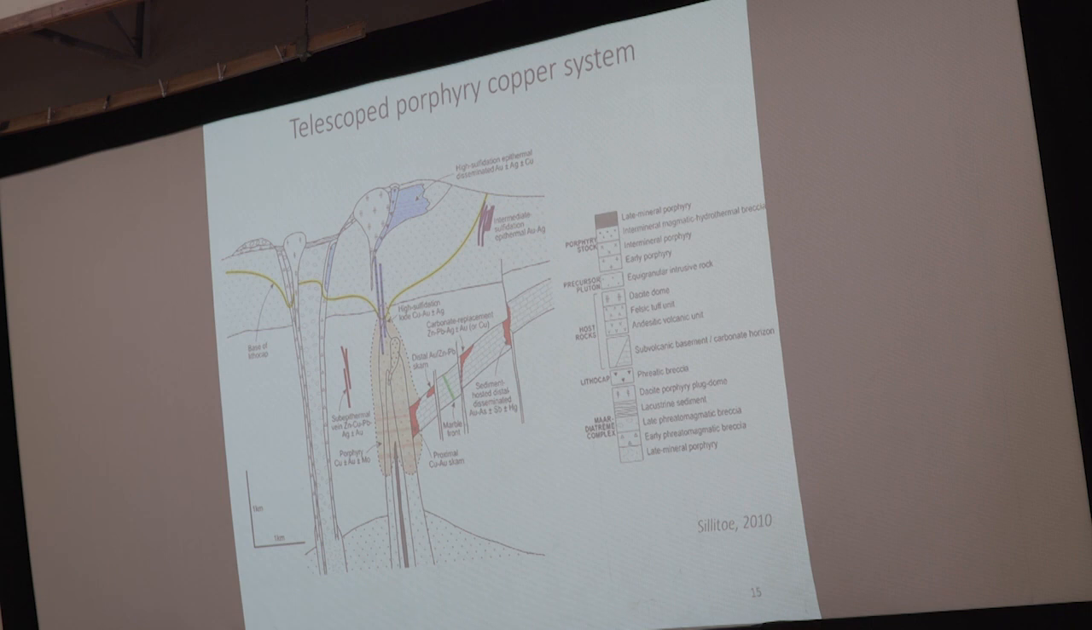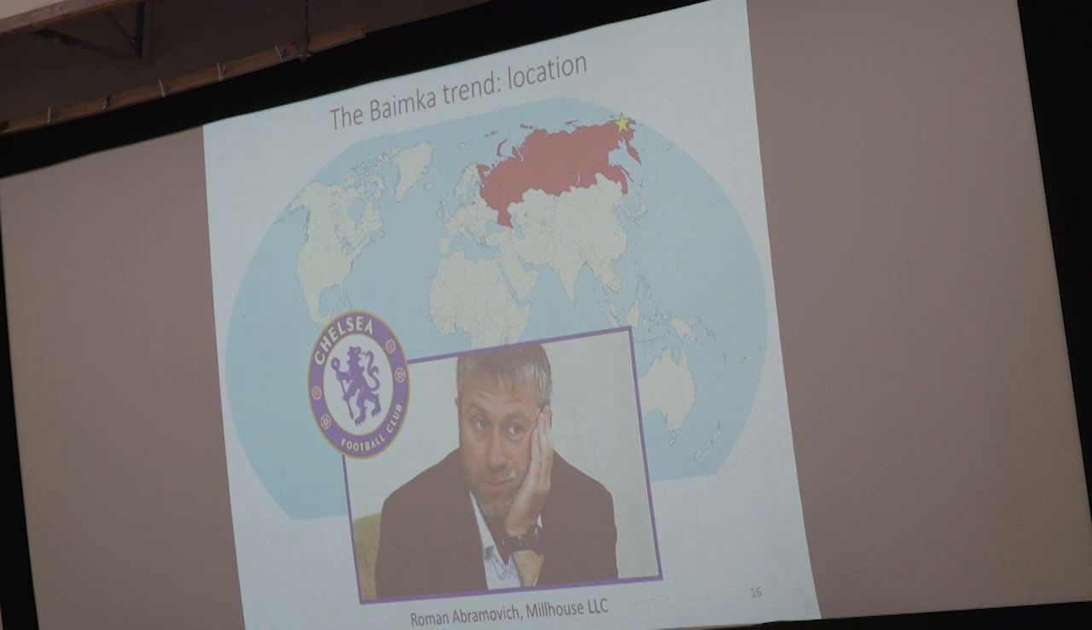Depending on the formation conditions and erosion level, the system may host various types of mineralization: porphyry deposits centered on the intrusion, skarn and carbonate replacement deposits, and subepithermal deposits in peripheral locations, and superjacent high and intermediate sulfidation deposits above. The Baimka trend, the object of this case study, is located at the very end of the world in the Chukchi Peninsula. And this region is famous not only due to its ex-governor Roman Abramovich, but for the largest porphyry copper resources in Russia as well.